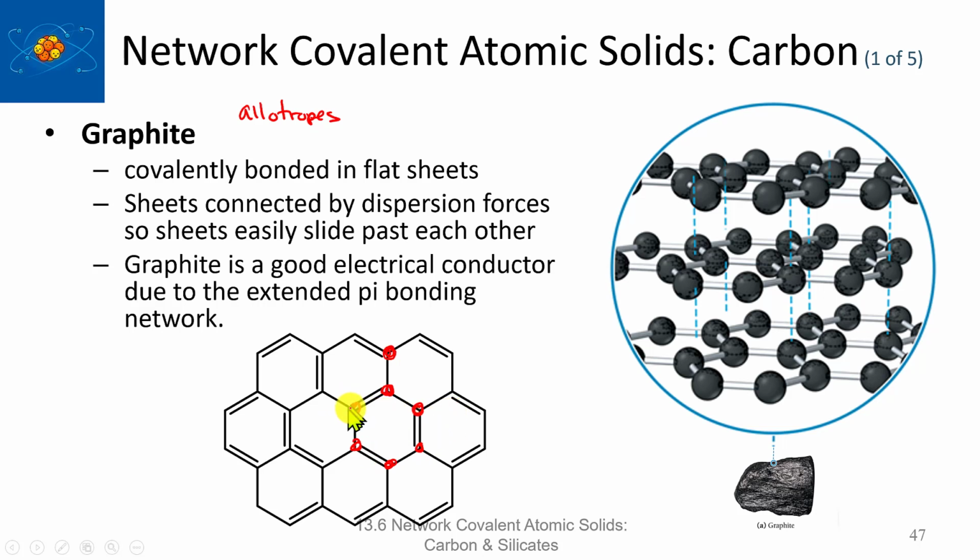And every single carbon in this structure is connected to each other through a large pi bond, or pi bonding molecular orbital. What that means is graphite can actually conduct electricity through these open p orbitals because they're all overlapping with each other on the entire structure.